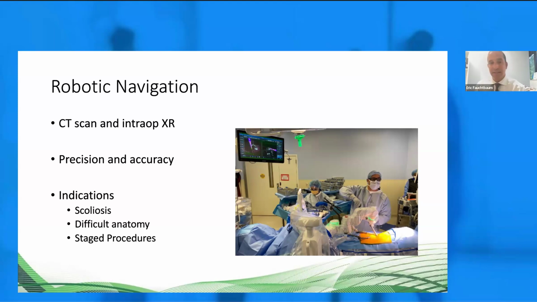In my hands, the indications for this are patients who have scoliosis or with difficult anatomy. The one thing to note is the robot does a lot of the work, but the surgeon still needs to be skilled and have experience doing non-robotic surgery as well as robotic surgery, because as we know, not everything is perfect. There can be errors in the robotic plan, or the robot itself may have an error, and it's up to the surgeon to realize that an error is occurring and not place screws in a place they shouldn't be.